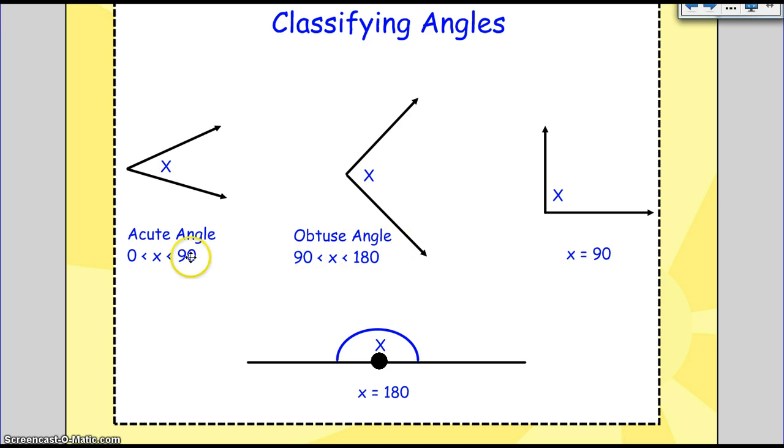Classifying, these are angle classifications that you've seen in the past couple years. Acute is less than 90, obtuse is bigger than 90, and a 90-degree angle is equal to 90 degrees. This is called a straight angle or a straight line because it makes 180 degrees.